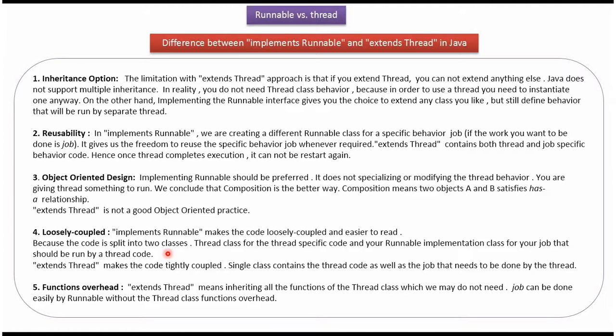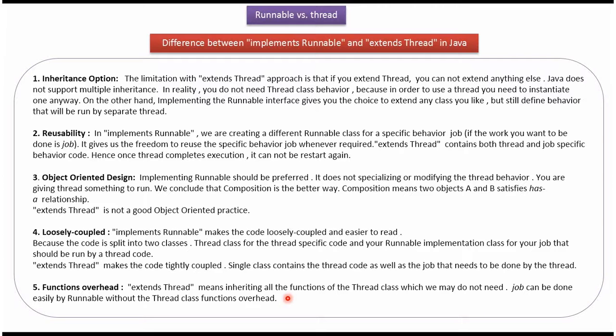Loosely coupled. Implements Runnable makes the code loosely coupled and easier to read because the code is split into two classes: the Thread class for the thread-specific code, and your Runnable implementation class for the job that should be run by a thread. Extends Thread makes the code tightly coupled. A single class contains the thread code as well as the job that needs to be done by the thread.